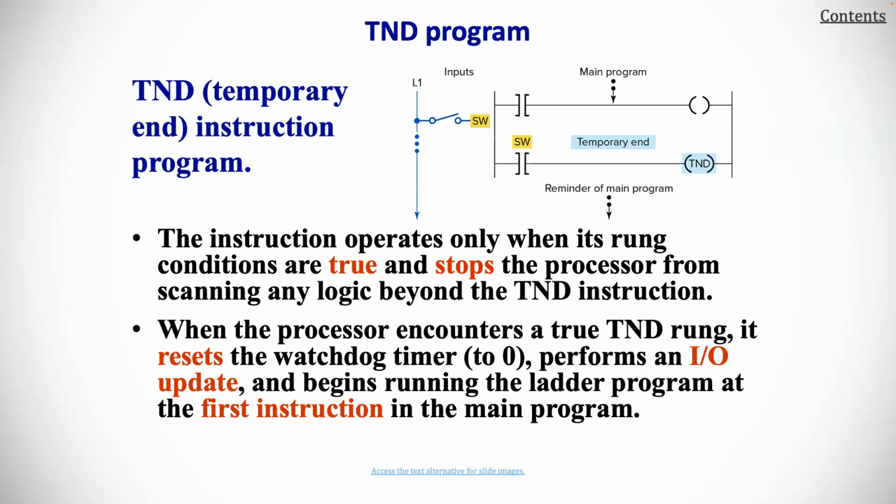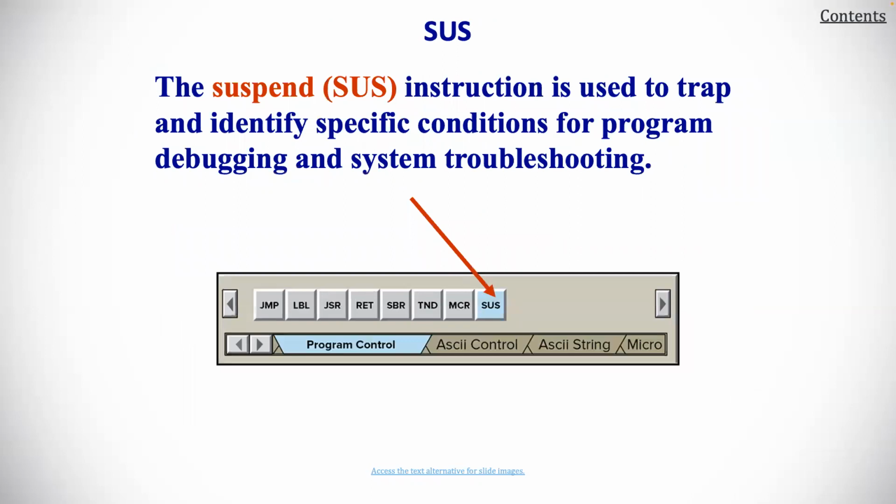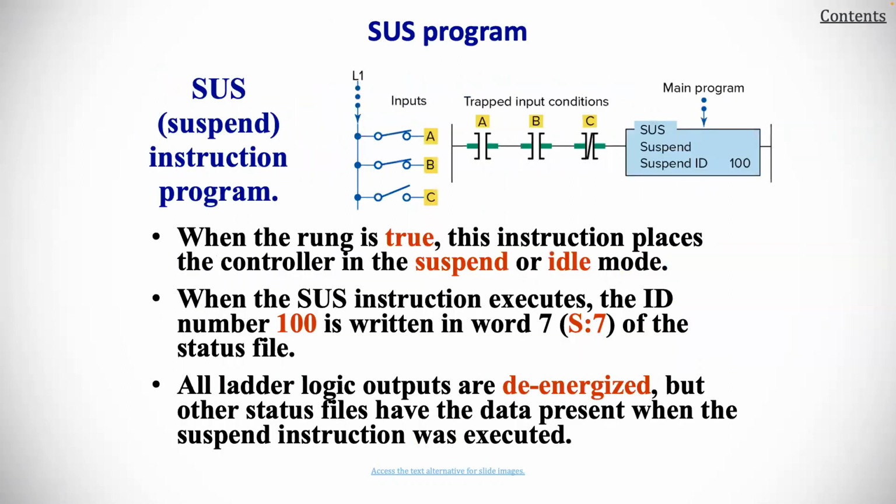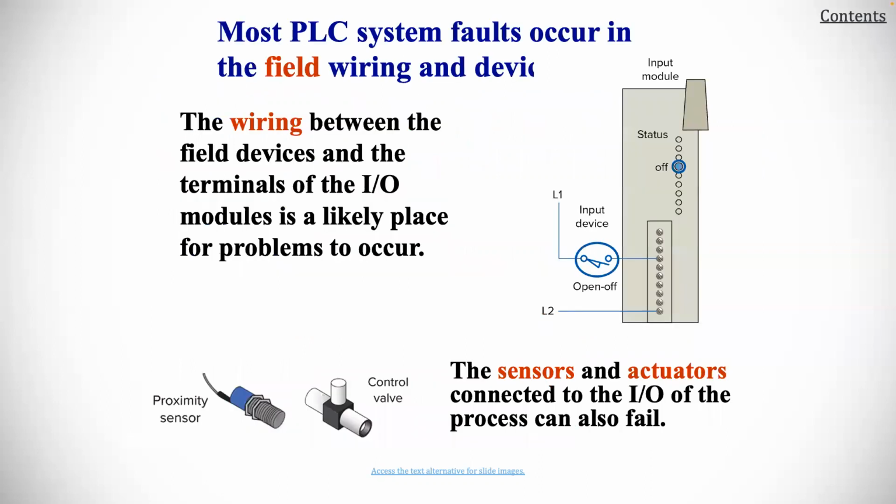The instruction operates only when its run conditions are true and stops the processor from scanning any logic beyond that point. So this is how you can start to put temporary ends as you go one part at a time. The suspend instruction is used to trap and identify specific conditions, so this would be useful for troubleshooting. When the rung is true, the instruction places the controller in suspend or idle mode. So this is something that you can be leveraging.